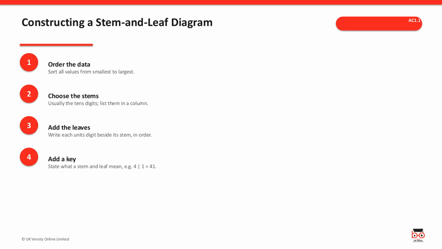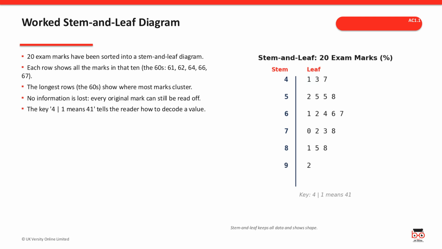Building one is a 4-step routine. First, order all the values from smallest to largest. Next, choose your stems, usually the tens digits, and list them down a column. Then write each unit's digit, the leaf, beside its stem, keeping them in order. And finally, never forget the key that tells your reader a stem of 4 and a leaf of 1 means 41.